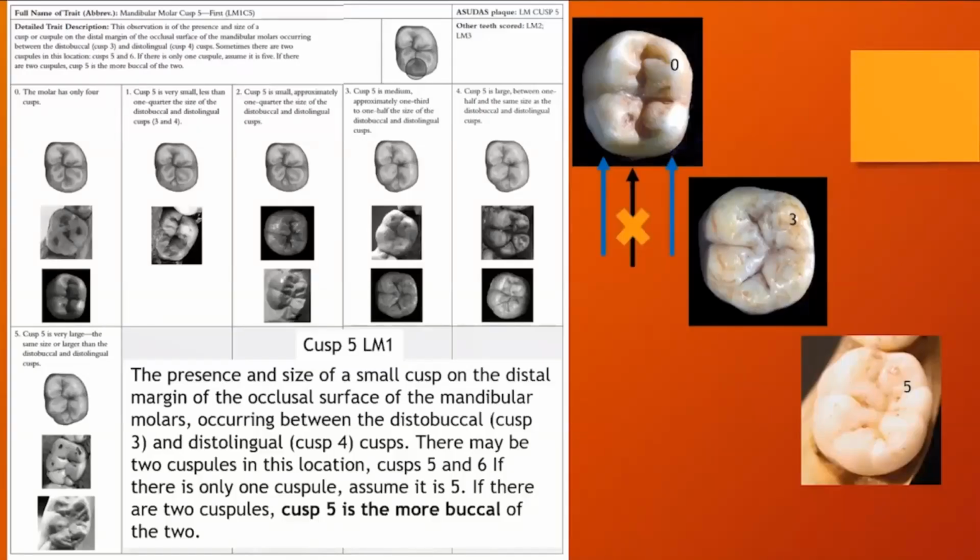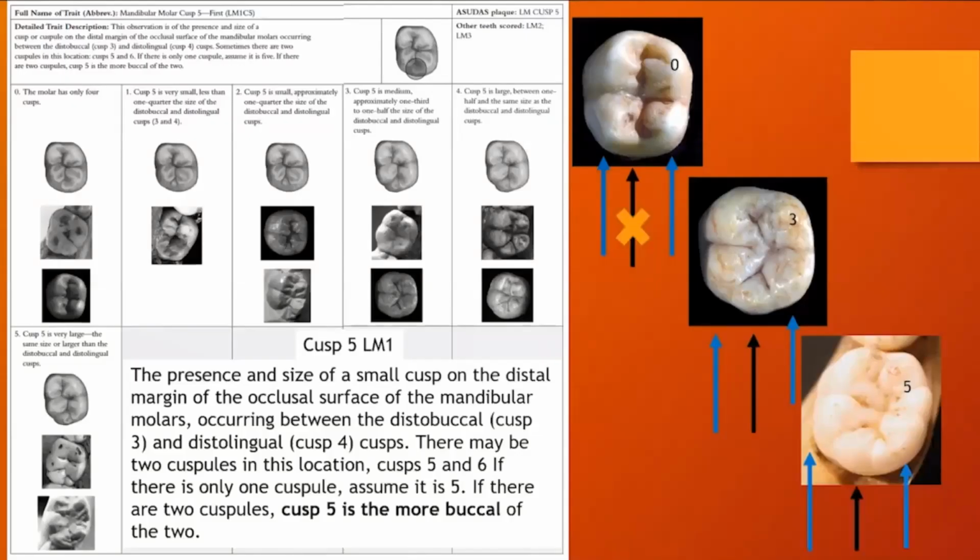This is what makes this a little different from those maxillary characteristics: we're going to compare the size of cusp 5, when it's seen, to both the distal buccal and distal lingual cusps. So here we're looking at a mid-range expression, cusp level 3. This is a case where that fifth cusp, which looks like a triangle at the back of the tooth, is about 1/3 to 1/2 the size of those two cusps on either side of it.